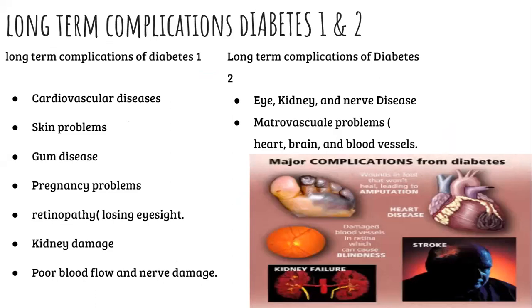Long-term complications of diabetes 1 and 2. For long-term complications of diabetes 1, there are cardiovascular diseases, skin problems, gum disease, pregnancy problems, retinopathy, which means losing eyesight, kidney damage, poor blood flow, and nerve damage. For long-term complications of diabetes 2, there's eye, kidney, and nerve disease, and microvascular problems, which are heart, brain, and blood vessel problems. Major complications from diabetes: wounds in the foot that won't heal, leading to amputation, heart disease, damaged blood vessels and retina, which can cause blindness, kidney failure, and strokes.